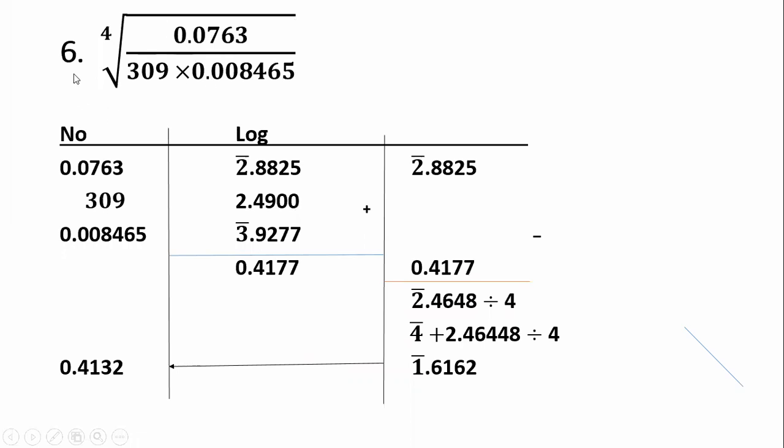The fourth root of 0.0763 divided by 309 times 0.008465. So we do our number logarithm table column. We solve the one inside the root first. The first number is 0.076, that's under 100, bar 2. So we check bar 2, 76 under 3, 8825. Then the denominator now, 309, 100 is 2, positive. 30 under 9 will give us 4900.